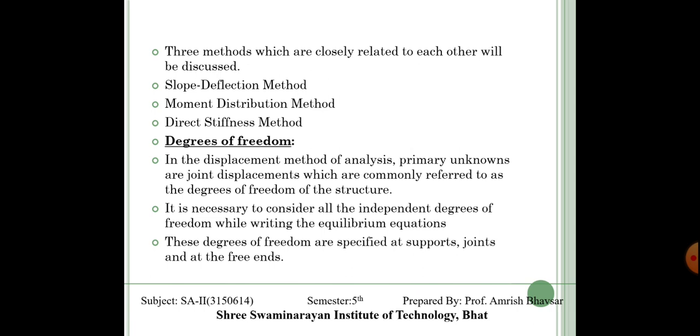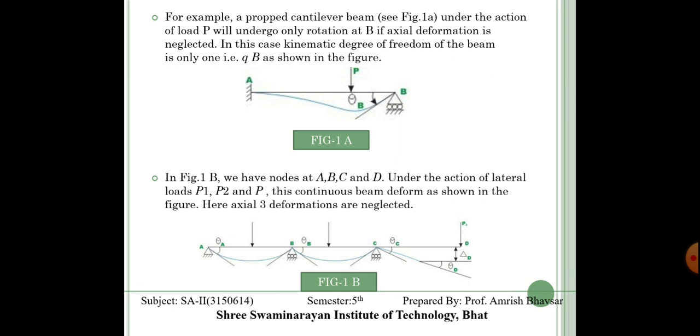So in the displacement method of analysis, the primary unknowns are joint displacements, which are commonly referred to as the degrees of freedom of the structure. It is necessary to consider all the independent degrees of freedom while writing the equilibrium equations. These degrees of freedom are specified at supports, joints, and at the free end. For example, a propped cantilever beam, which is shown below, under the action of load P will undergo only rotation at B if axial deformation is neglected. Here we are always neglecting the axial deformation. In this case, the kinematic degree of freedom of the beam is only 1, that is QB, meaning theta B, the rotation at support B.